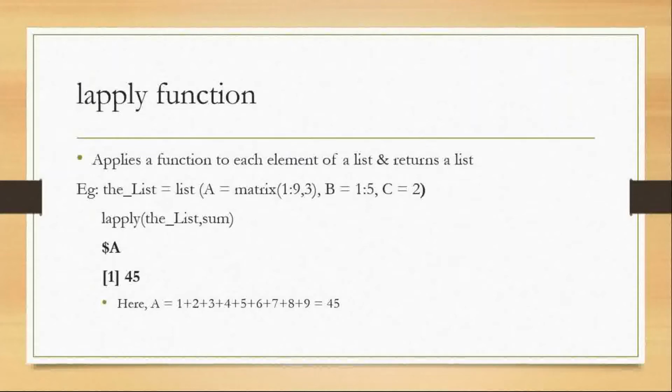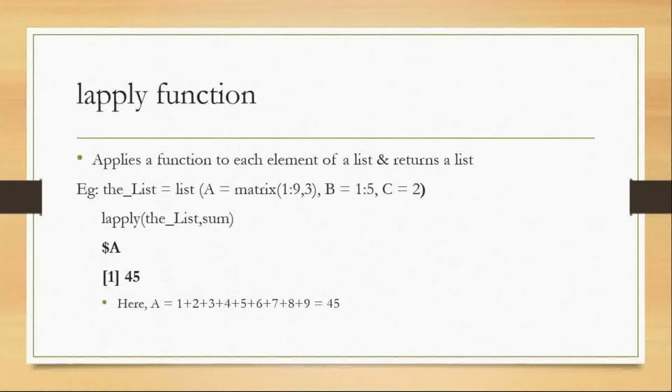So here the first variable a has the value matrix of 1 to 9 and 3. So 1 to 9 is the range, so we will have values 1 2 3 etc till 9, and 3 is nothing but the number of columns. So the matrix function takes the first input as row and the second input as column. So 3 columns and 3 rows will be created, and the values 1 to 9 will be populated.